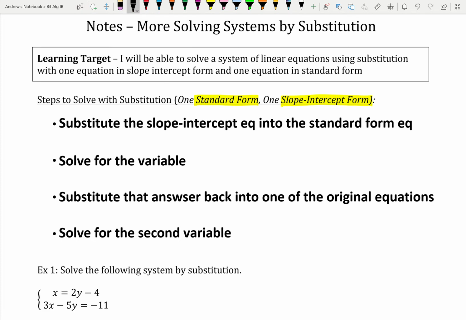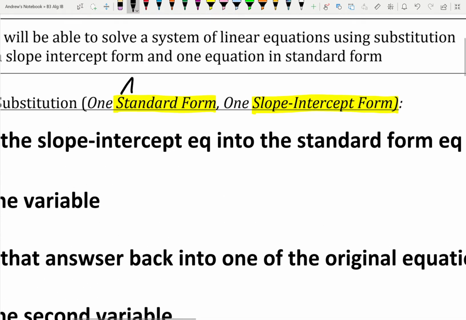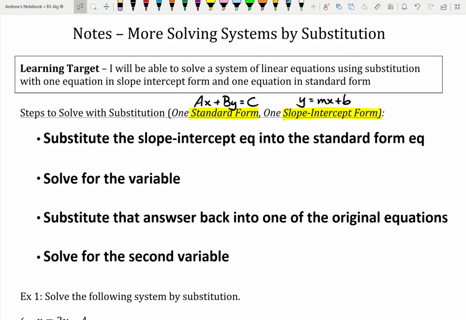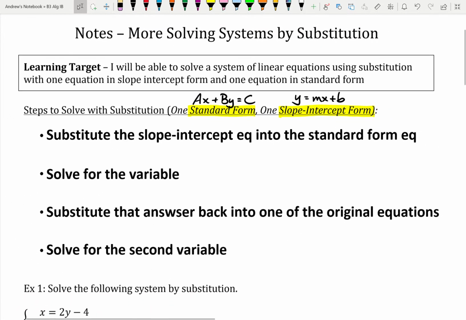Remember that when we're talking about standard form, those are those ax plus by equals c sort of looking things, and slope-intercept is that y equals mx plus b. So the difference with these, obviously, is that one of them doesn't have the y all by itself. But we can still use substitution to solve them. It's not going to be too bad. So our steps are that we're going to substitute the slope-intercept equation into the standard form equation. Let me try and walk through what that means.